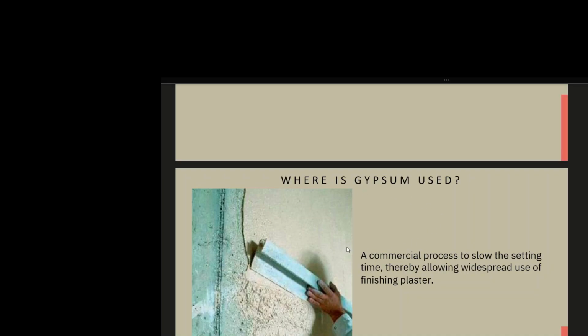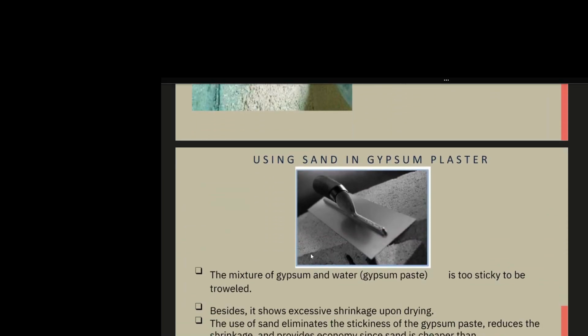So where is it used? Gypsum, of course, it's used in tiles, or people use it in tile because of the slower setting time, and some people mix it with sand, so that the gypsum paste is not too sticky to be troweled. This is the process of troweling, as you can see, you guys, I'm sure you know.